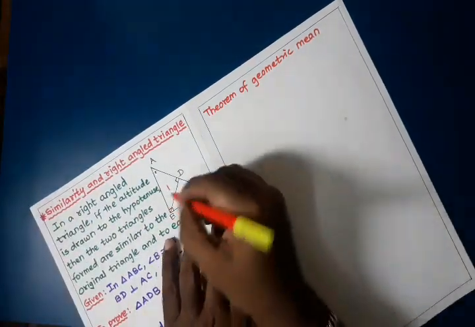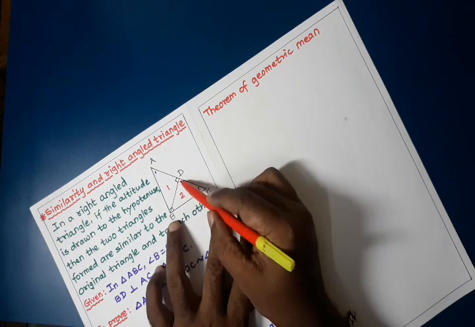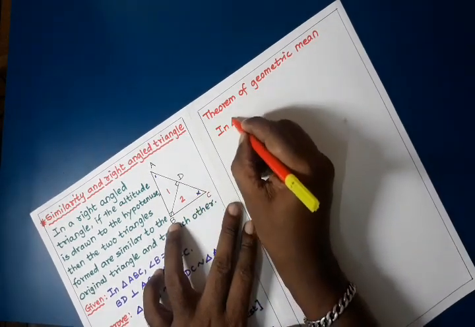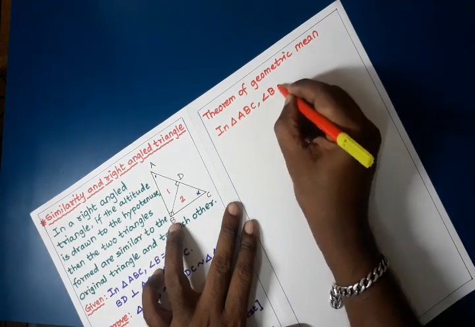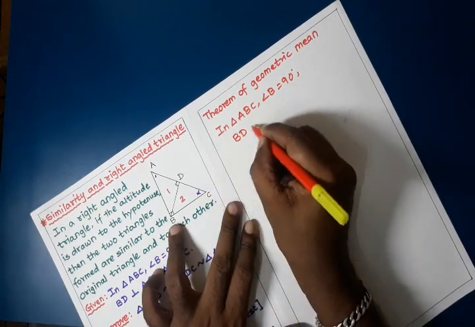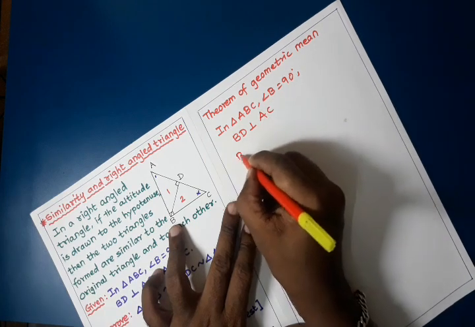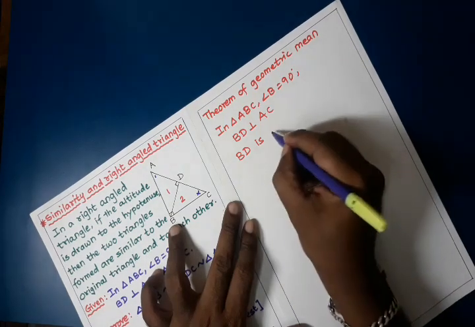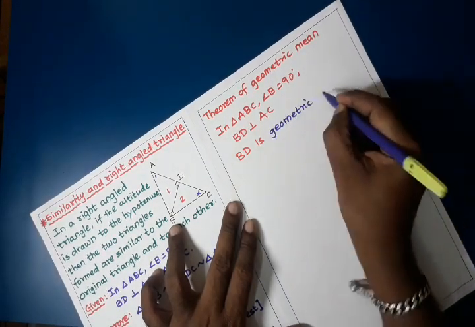Friends, in a right angle triangle, if we draw an altitude on the hypotenuse, then in triangle ABC, if it is a right angle triangle and we draw an altitude on the hypotenuse, then that altitude BD is called the geometric mean.